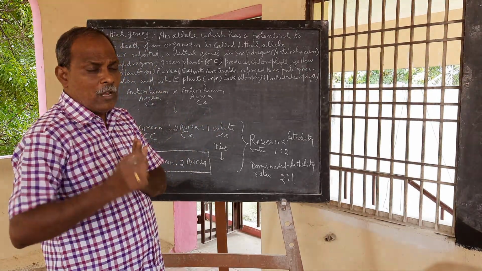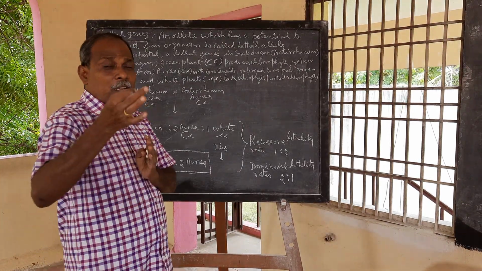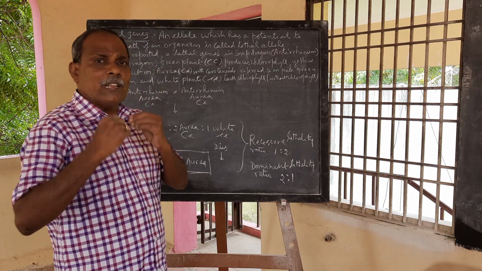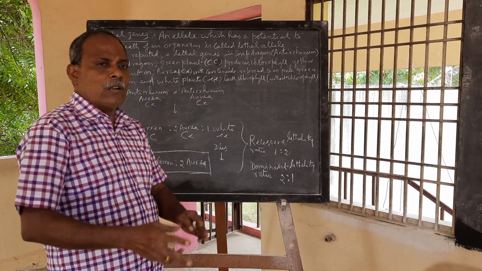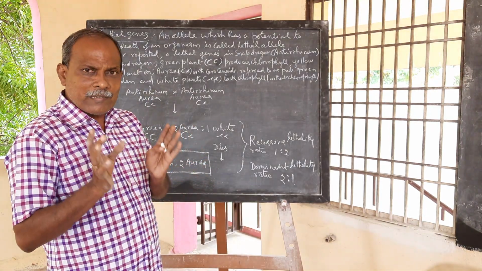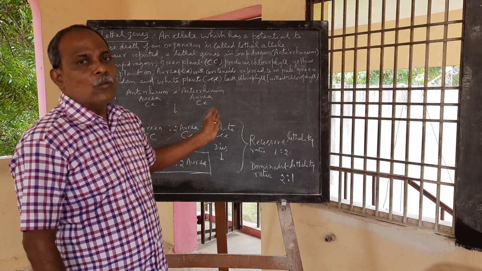So recessive condition. In that white condition, what happens here? The seedling will not develop chlorophyll. Hence the seedling dies in the young stage itself. So the ratio 1:2:1 becomes 1:2. This is an example for recessive lethality. So that condition is noticed here.